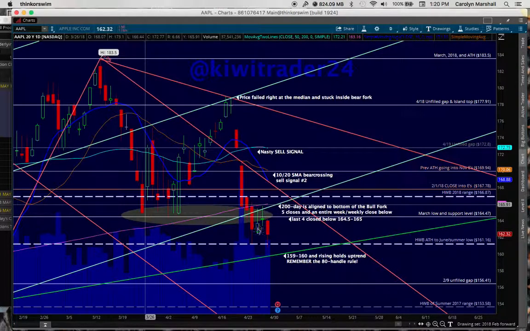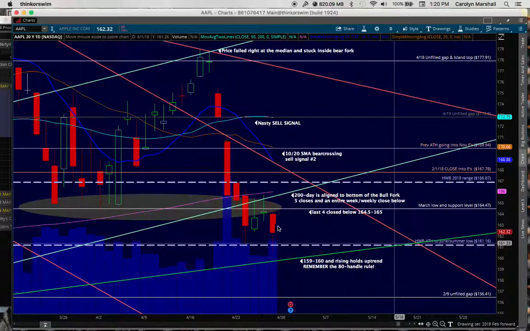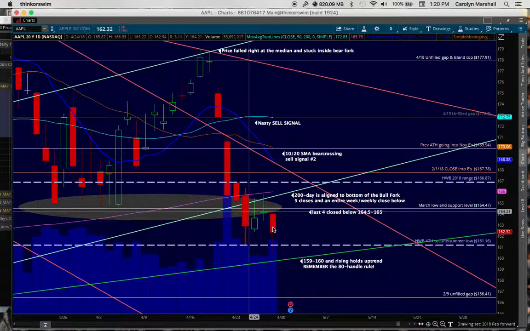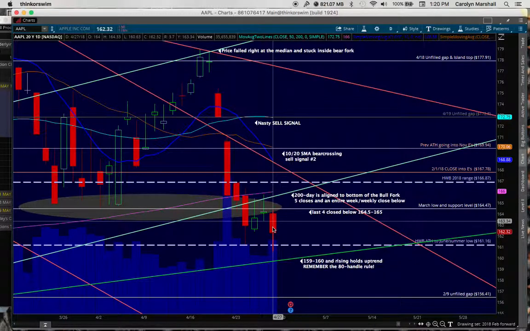Right now, the thing that I'm seeing most prevalent here is this 200-day simple moving average and the fact that it closed all 5 days last week below that, and most importantly, the weekly chart now has put in a close below the 200-day simple moving average.